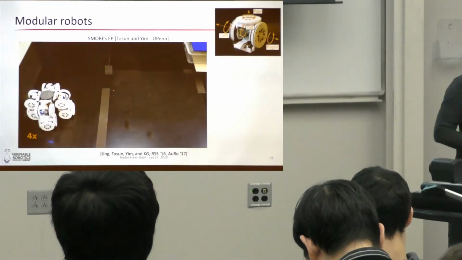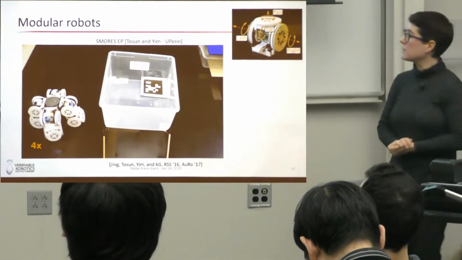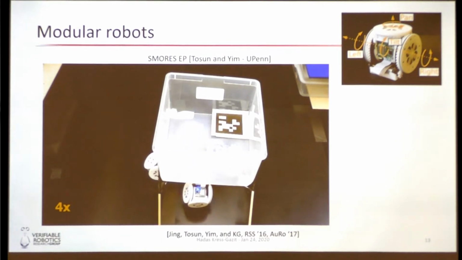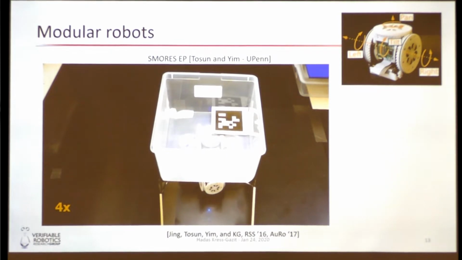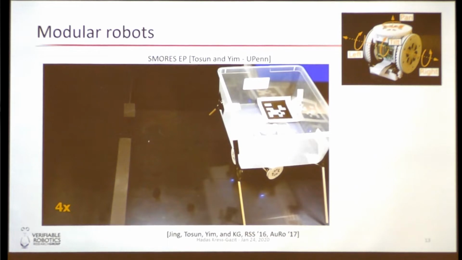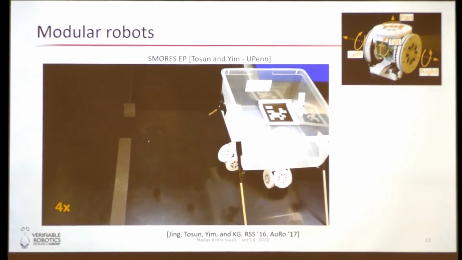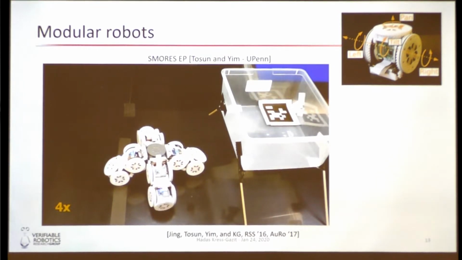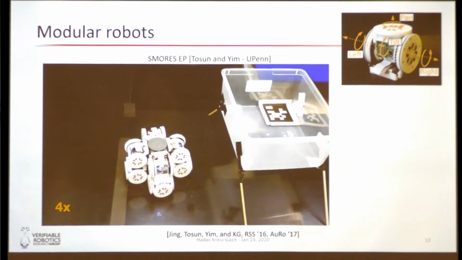Another example that we had, in collaboration with Mark Kim at Penn and Mark Campbell at Cornell, is S'mores EP. These are modular robots. They connect using electropermanent magnets, so they can be turned on and off. So what happens here is I can control not only the motion in space, but also the configuration: what is connected to what? I can self-reconfigure because of this magnetic connection that I can turn on and off.